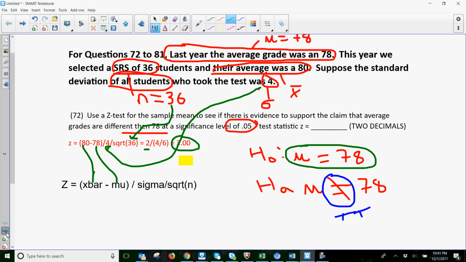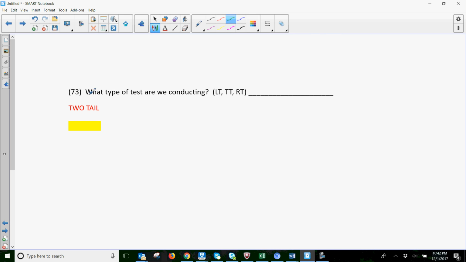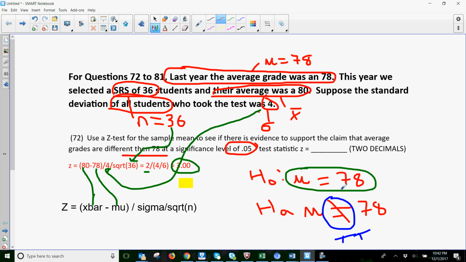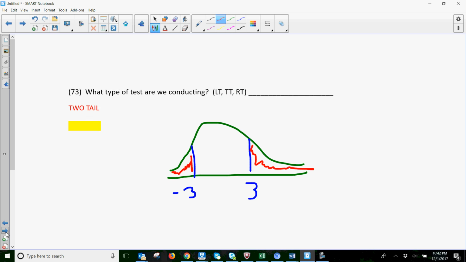Now, all these kind of problems lead into each other. So we already said what type of test we're conducting. We already said it was a two-tailed test. So remember that what we're doing is we're looking at this normal curve, and we compute our test statistic, which is 3. So it's two-tailed test. We use -3 and +3. And our p-value is going to be the area in the tails. And since it's symmetric, we just take the area in one of the tails and double it. So this is why it's a two-tailed test, because it was not equals. Okay, moving forward.